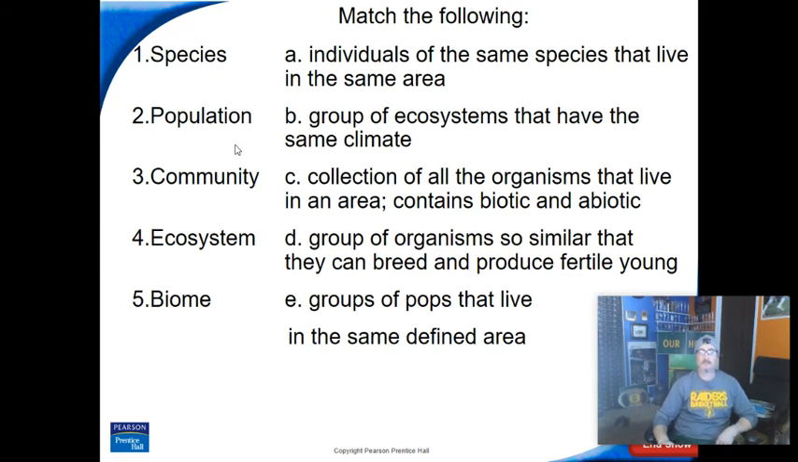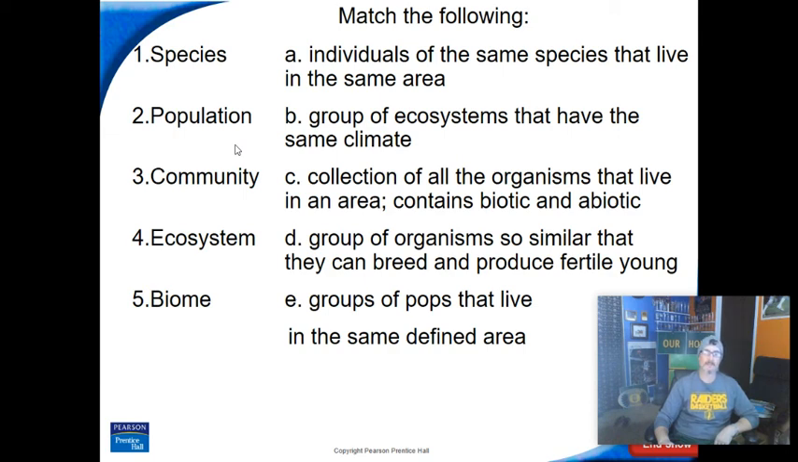Okay, species. A, B, C, D, or E. So you're going to go back to number 4 and number 5. You're just trying to figure out what letter goes with species. Yeah, D, group of organisms so similar that they can breed and produce fertile offspring or fertile young.